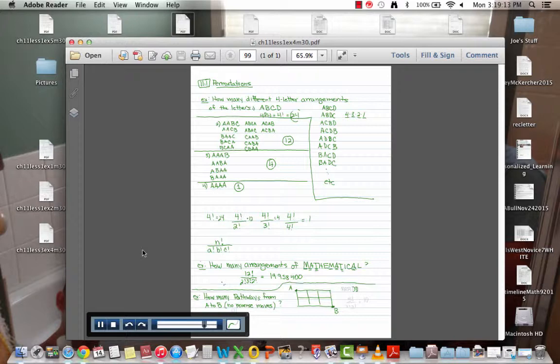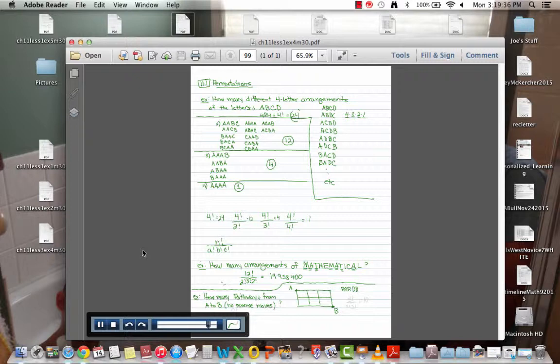It says, how many pathways are there to go from A to B if there are no reverse moves possible? Now you could try counting these, and you'd say 1, 2, 3, and try to keep track of them, but it gets quite difficult, especially if the grid gets a little bigger than this one. But hopefully everybody will agree that to get from A to B, I need 3 moves to the right, and I need 2 moves down.